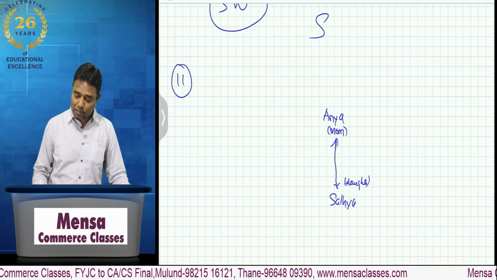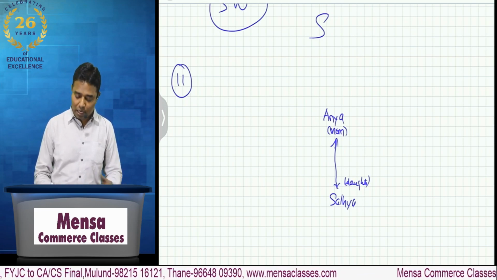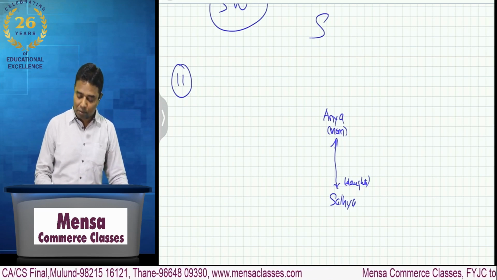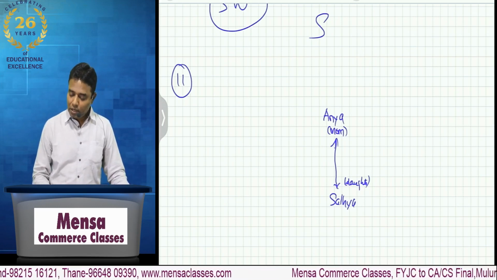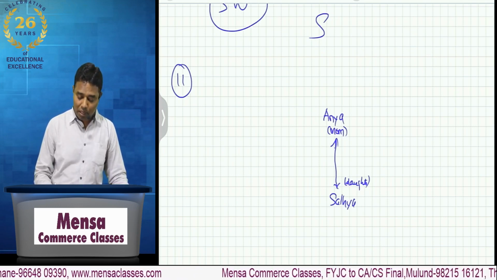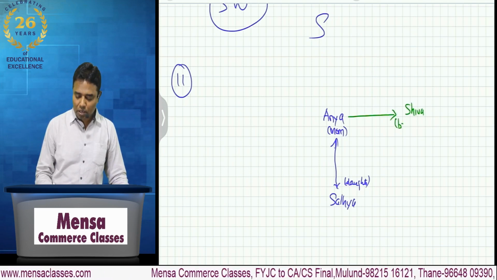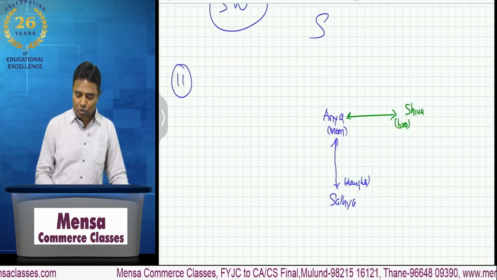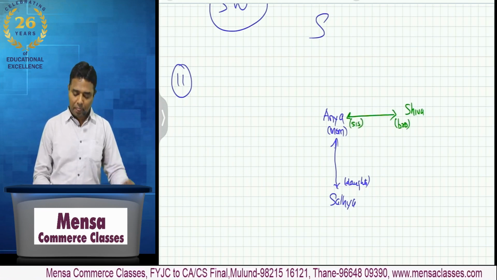Next part says Shama is the son of Bhima. Now neither do we have Shama nor Bhima, so let's move on to what we can connect. Shiva is the brother of Anya. So here is Shiva. He is the brother of Anya, so Anya becomes the sister of Shiva. Correct. Next.